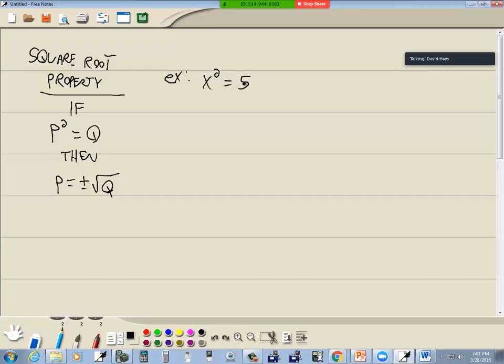If I looked at a simple example where we got x squared is equal to 5, well, we have the entire left side squared equal to something else. So square root property says we drop our squared and we put a plus or minus square root on the other side. And that would be our answer.